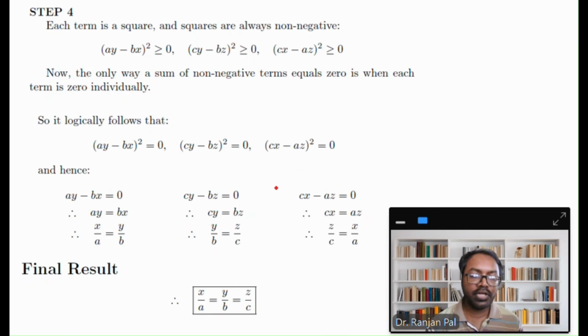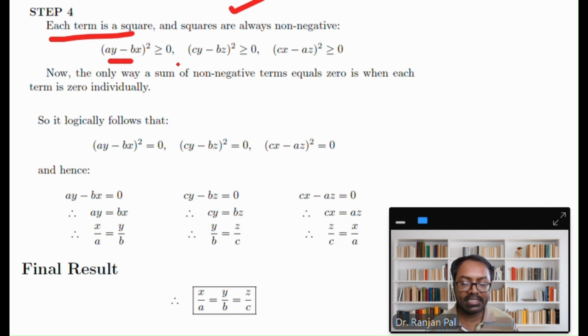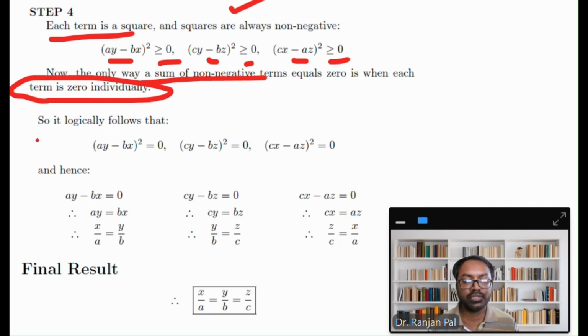Now, in step 4, you need to apply some mathematical logic. Since each term is a square, the squares are always non-negative. So I can write that ay minus bx the whole square, cy minus bz the whole square, and cx minus az the whole square, all these terms are individually greater than or equal to 0. Now, the only way the sum of non-negative terms equals 0 is when each term is individually 0.